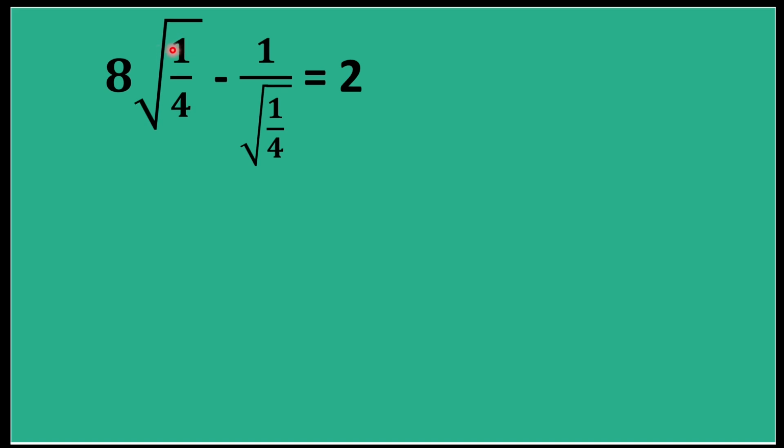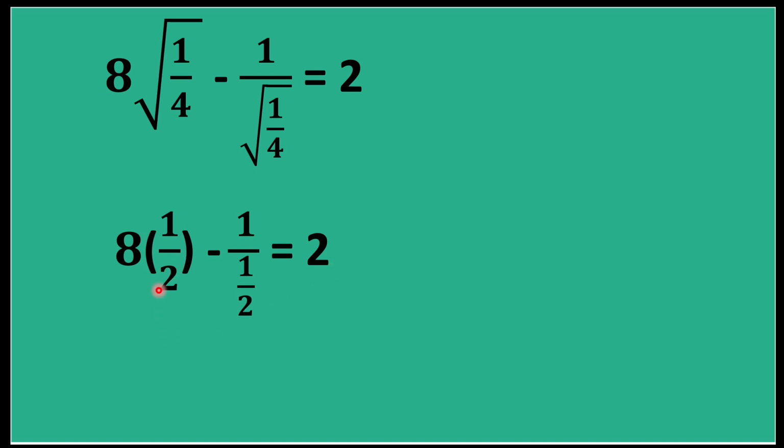Now the square root of 1 is 1 and the square root of 4 is 2. Similarly, the square root of 1 is 1 and the square root of 4 is 2. So these values will come out of the square root, and this will become 1 divided by 2. That is 8 into 1 divided by 2, minus 1 divided by 1 divided by 2, equals 2.